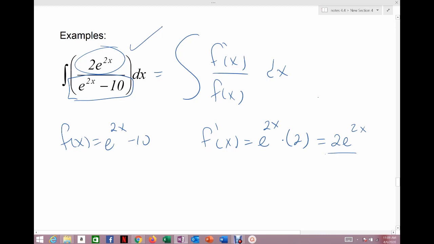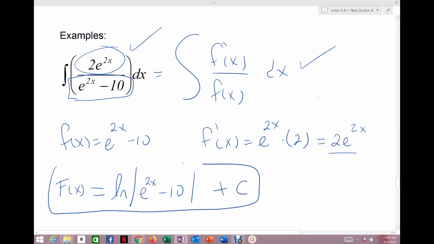And so that checks, and that means the only possible antiderivative of this would be the natural log of the function inside, which I need to take the absolute value of, because there are negative numbers here, right? Because of the minus 10, I can get out negative numbers, so I can't plug negative numbers into my natural log, so we put the absolute value, and then there's that unknown constant. And so that's my answer.